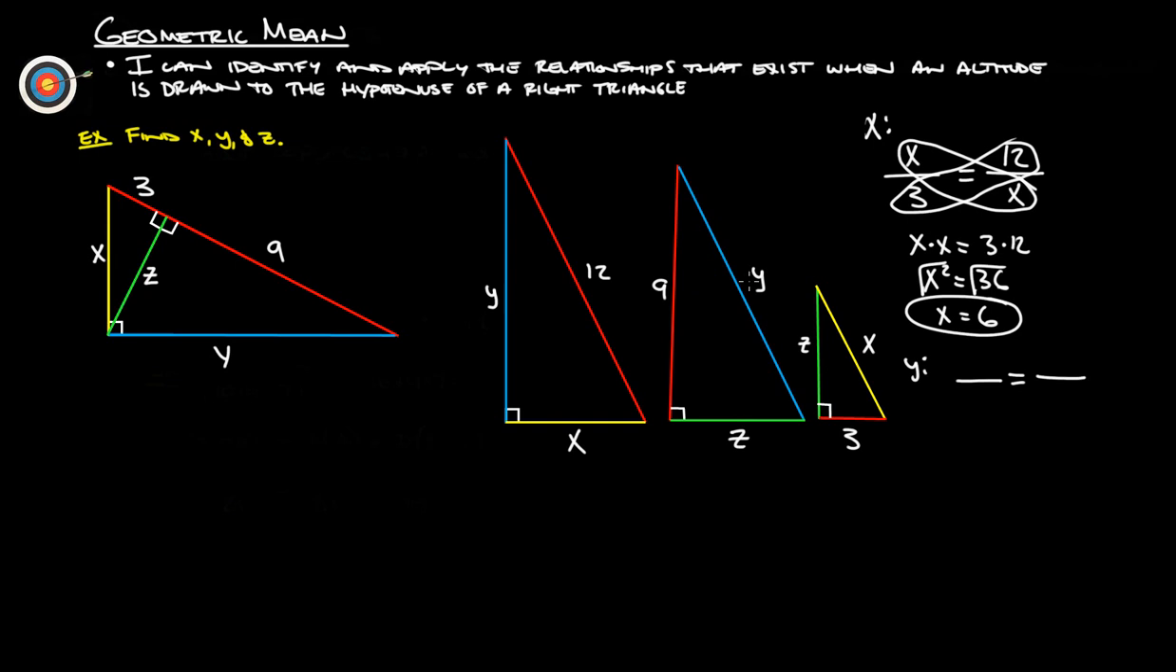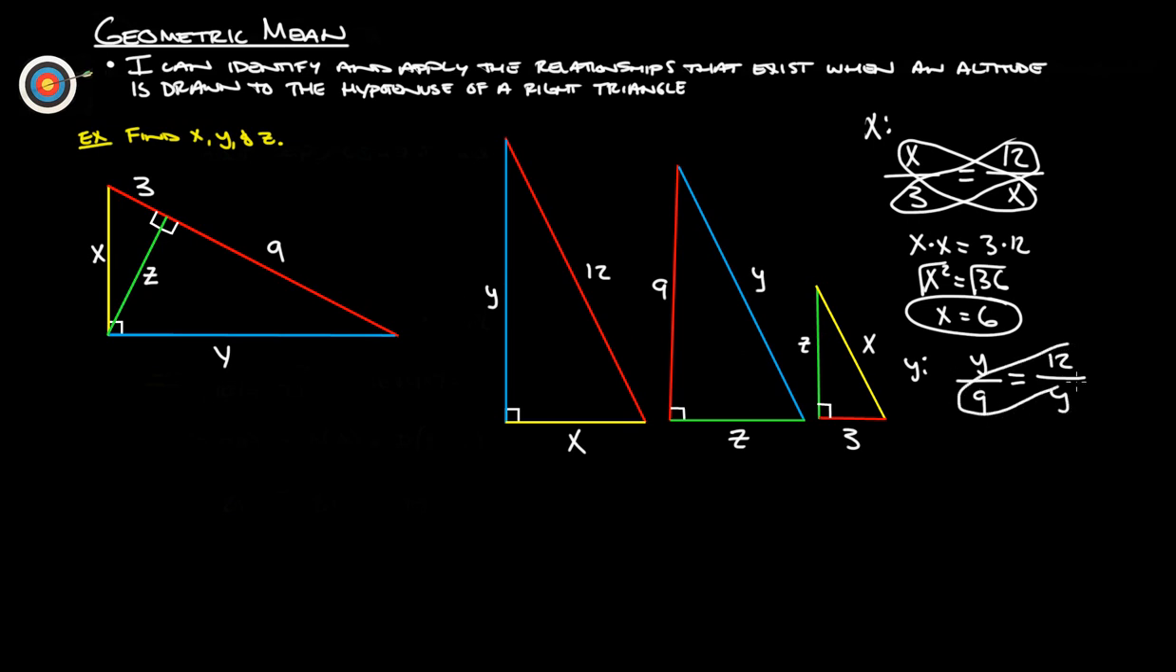And you could do long leg is to hypotenuse. It doesn't matter, as long as you're consistent with both of these. So I'm going to do hypotenuse over long leg. So that's y over 9. And then here's the other one that includes y. So hypotenuse is 12, so it's hypotenuse over long leg. So that's going to be 12 over y.